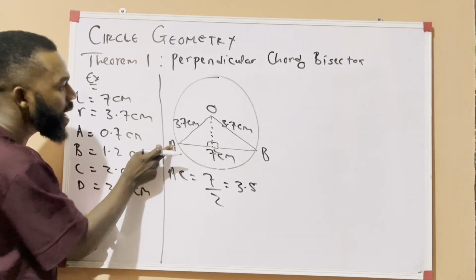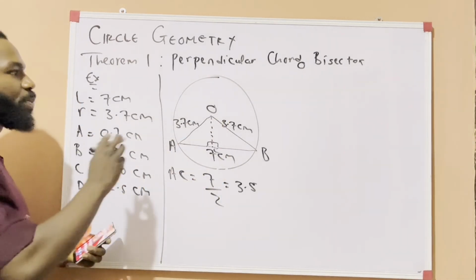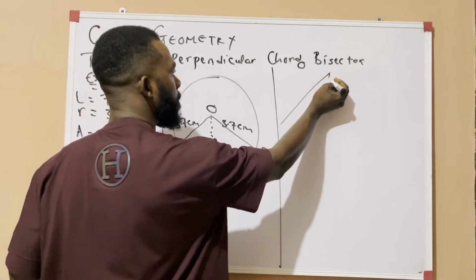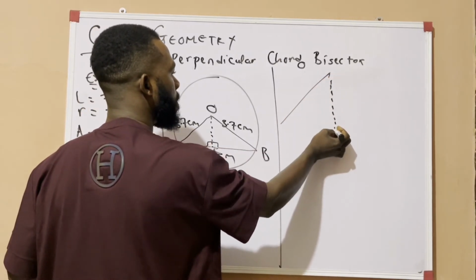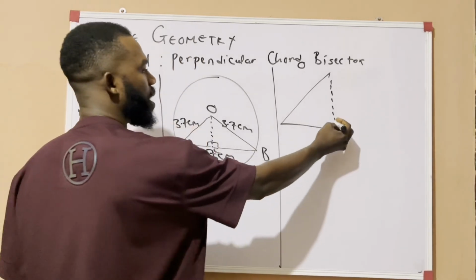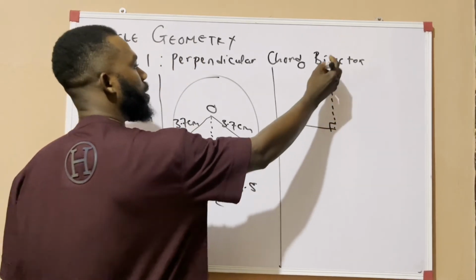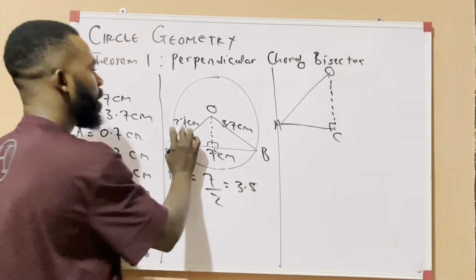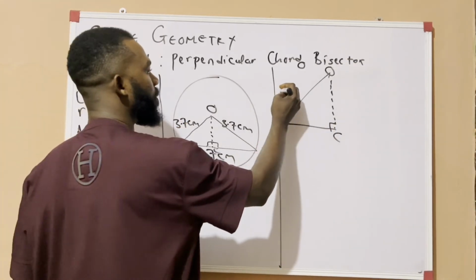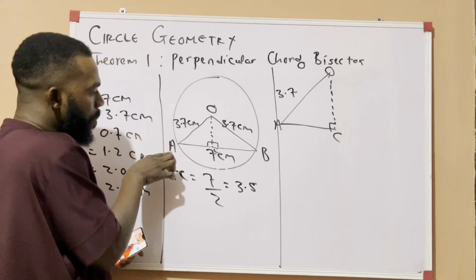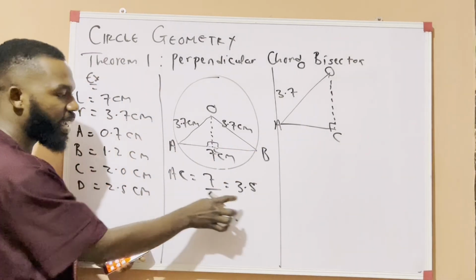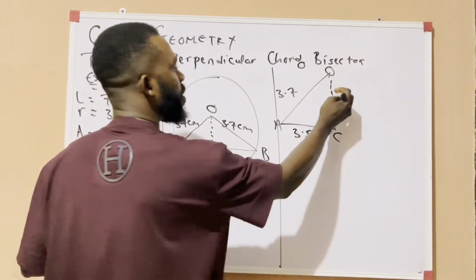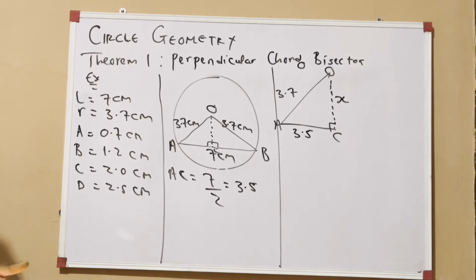Now, this is what we're going to do. Using triangle AOC alone to solve, let's bring it out. And this is angle 90. This is our A, this is our O, and this is our C, meaning we are using this side of the triangle. AO, according to the question, is 3.7. Now, AC, remember we solved for AC. AC now is 3.5. But we don't know OC, which is what we are told to find. So let us say here is X.